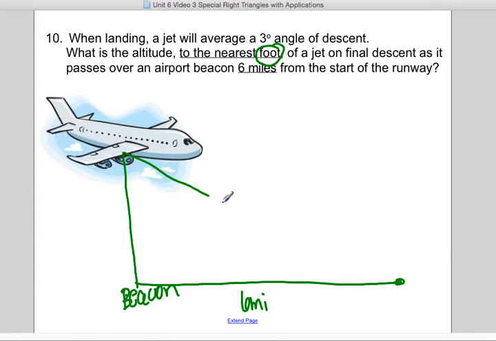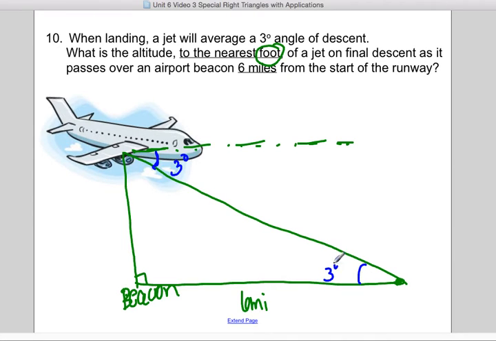Okay, so here's my triangle. So my plane is flying this way, and they're telling me that the angle of descent is 3 degrees. Okay, well, if this is 3 degrees, because of my alternate interior, I also know that this one is 3 degrees. And we are trying to find the altitude. So remember, altitude is the height here. So this is my altitude. So I'm going to call that A for altitude.